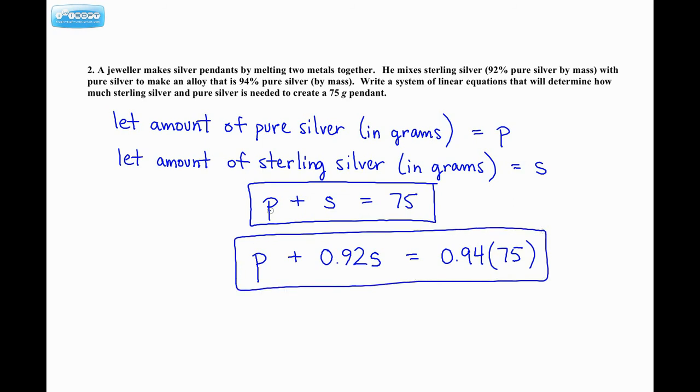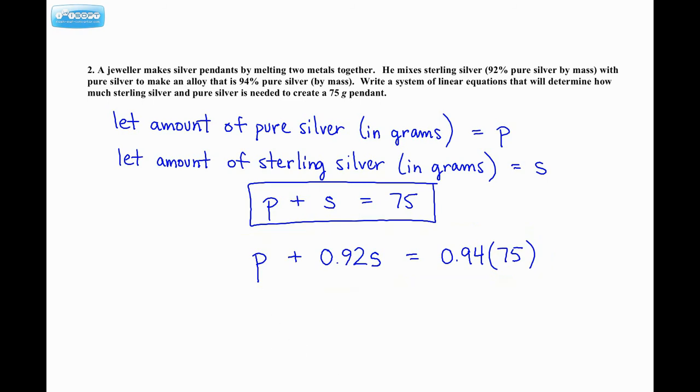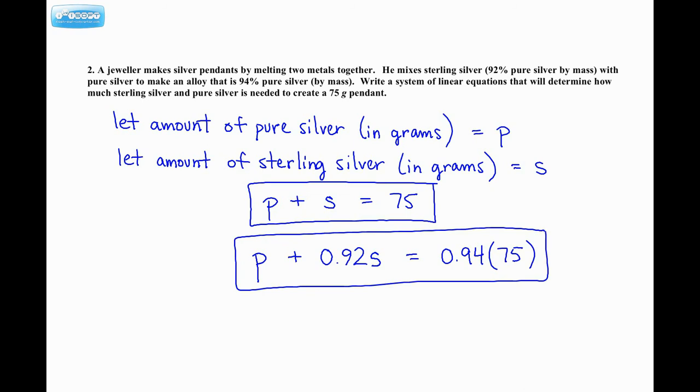Okay, so this is the amount of pure silver plus sterling silver has to add up to 75. And the amount of pure silver from the pure silver plus the amount of pure silver within the sterling silver, because it's 92% pure, that has to be 94% of the 75 gram pendant. Okay, so this system is not easy to come up with, and I would argue that once you learn the algebraic techniques, it would be much easier to solve this. But, whoops, we're done.